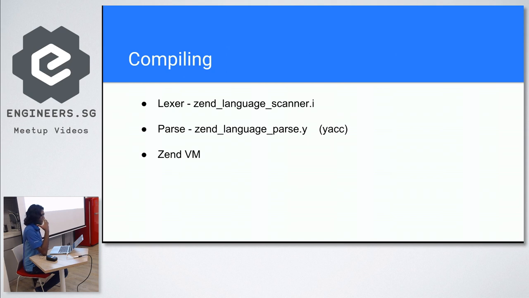So now we have talked about how PHP works, some of the internal stuff. Now what we're coming to is the pretty interesting part: how does PHP get compiled, and how does it run? There are three phases for this. One is called lexing, the next one is called parsing, and the next one is generation and running of opcodes, or compiling.